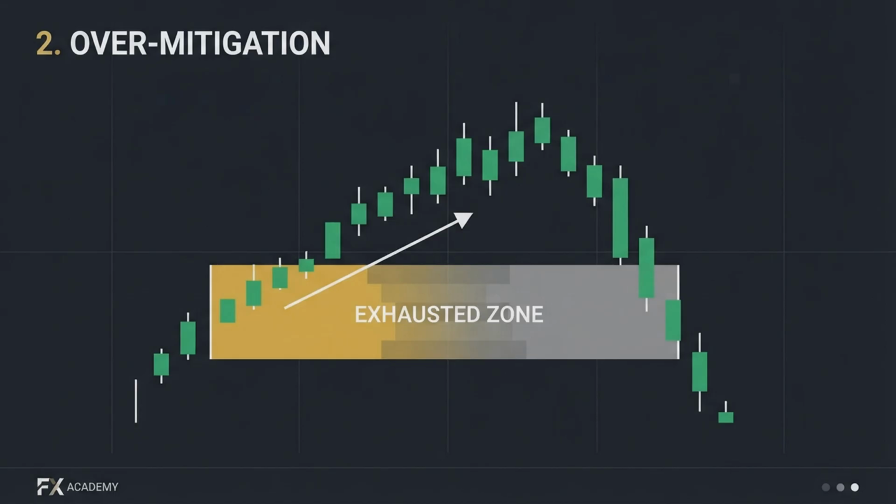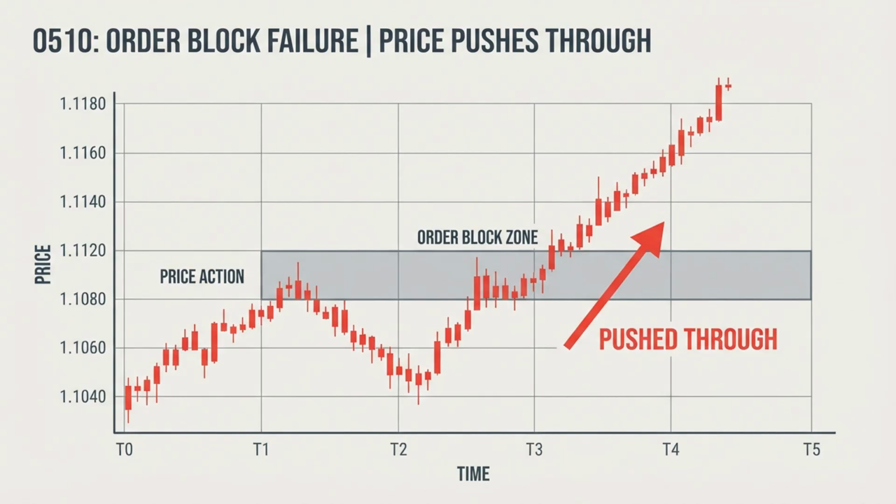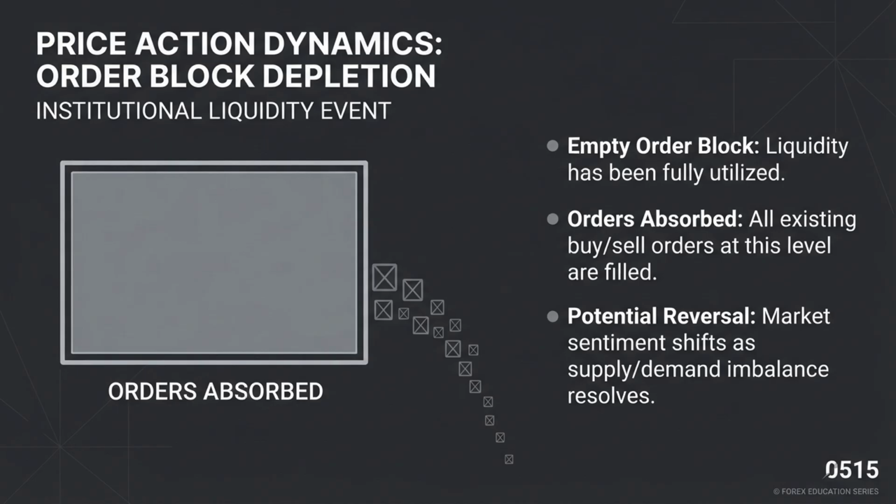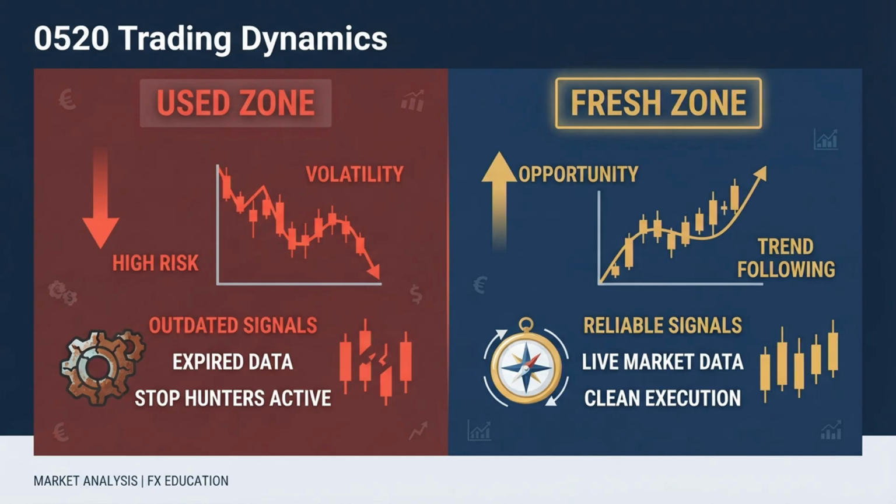The second reason is over-mitigation. Every time price returns to an order block and pushes through it rather than reversing, that block has likely already been mitigated, its unfilled orders absorbed. Trading a used, exhausted zone as if it's fresh is one of the most common mistakes retail traders make.